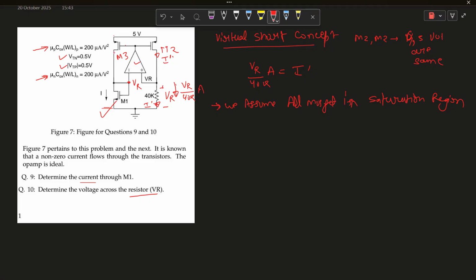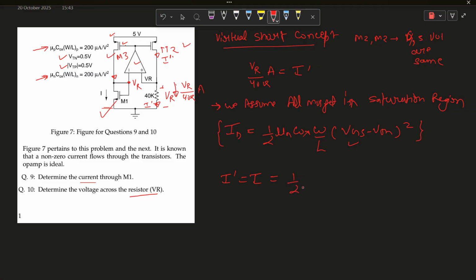So if this I dash current flows into M2, the same current will flow into M3, because the gate and source voltages are the same. In the saturation region the drain current depends upon VGS. This is the formula: half mu n Cox W upon L into VGS minus VTH whole square. VGS is the same, so the current in M3 and M2 is also the same. So I dash is also flowing in the M1 MOSFET. I dash current is equal to I current, and I current flows into the M1 MOSFET.